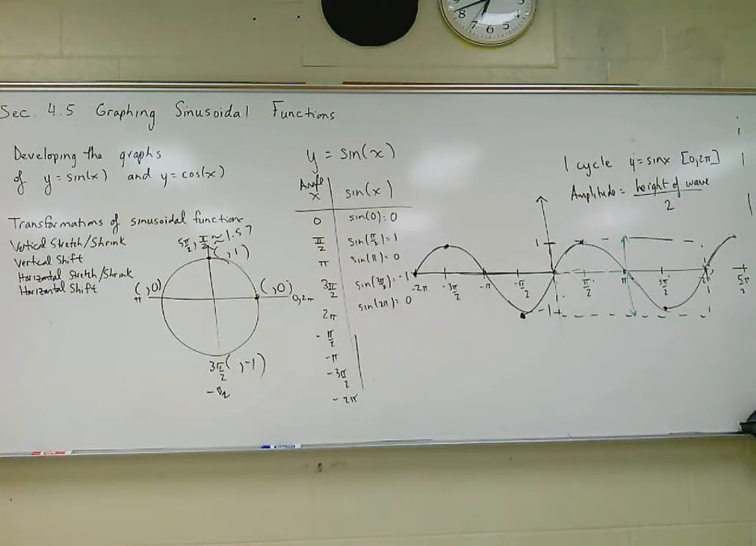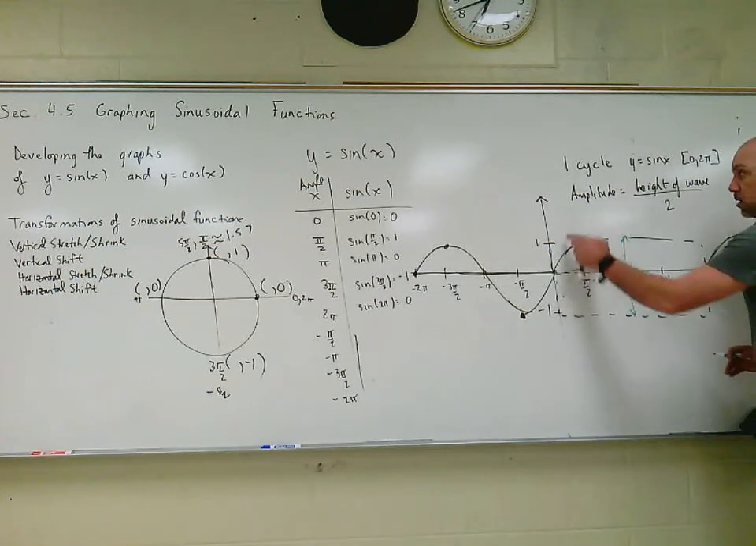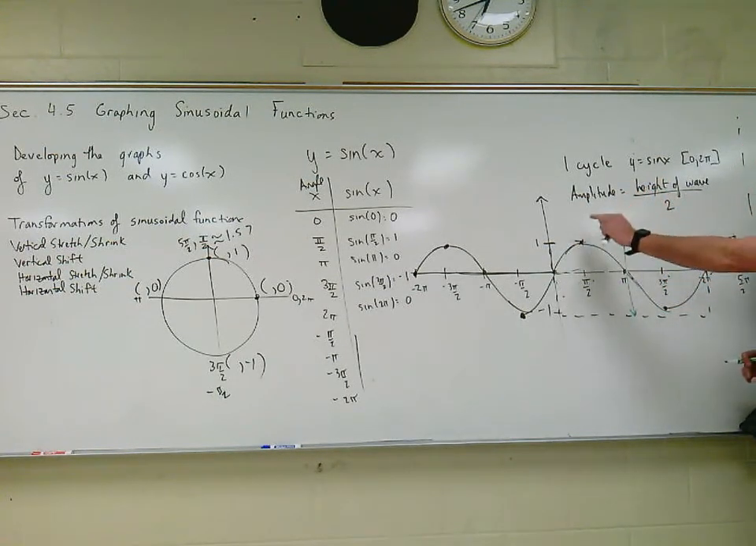So how many units is that? How tall is that? 2. Yeah, 2. But 2 divided by 2, so you get an amplitude of 1. Okay? So here's what we're going to do. We are going to now repeat this whole process.